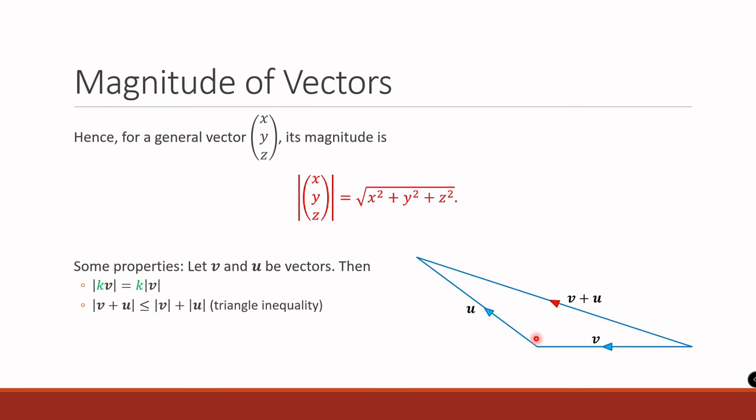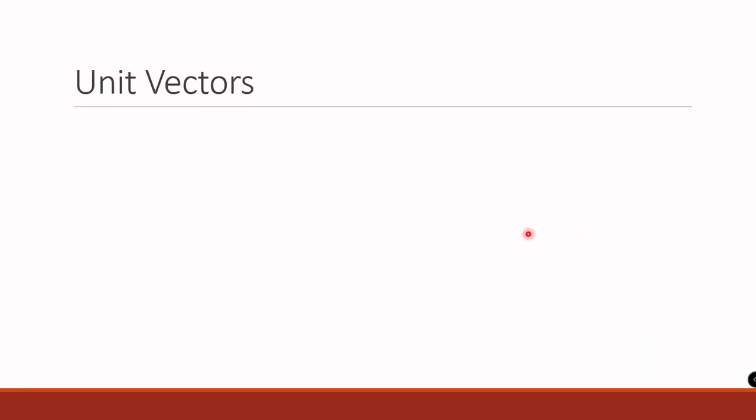They will only be equal when your triangle, if you can see, I have a really skinny triangle, almost like a straight line. In fact, it's a straight line. Then v plus u is just a straight line, and of course it will be equal to the individual lengths added together. But we don't usually see that case. Usually it's this. Alright, so let's move on to unit vectors.